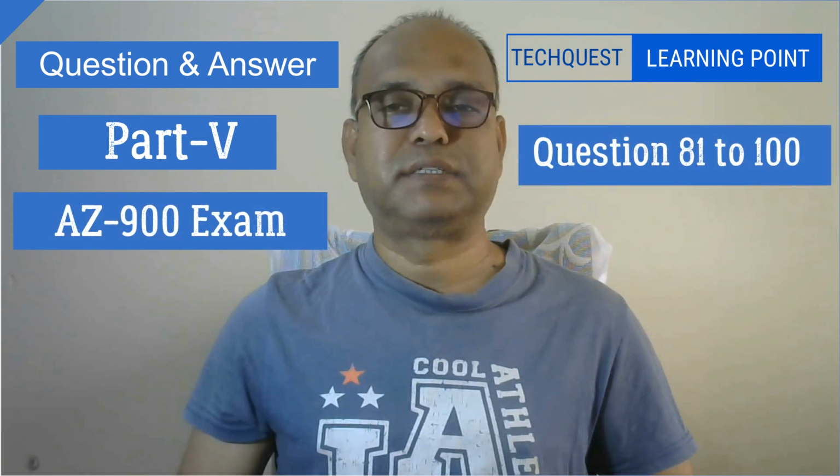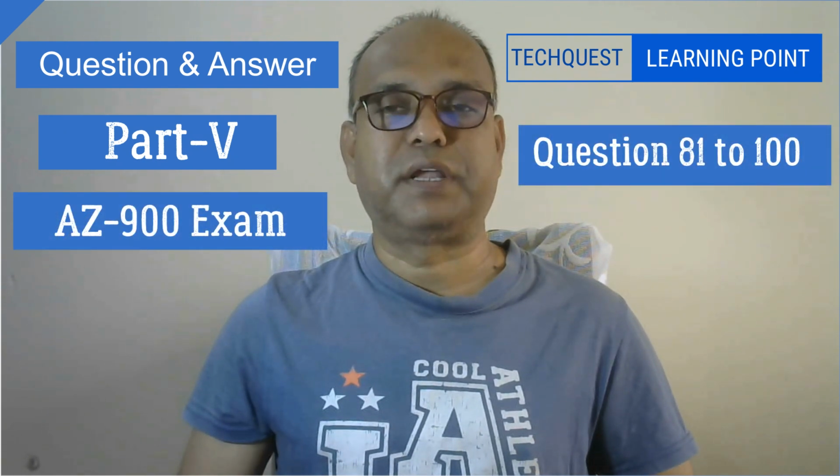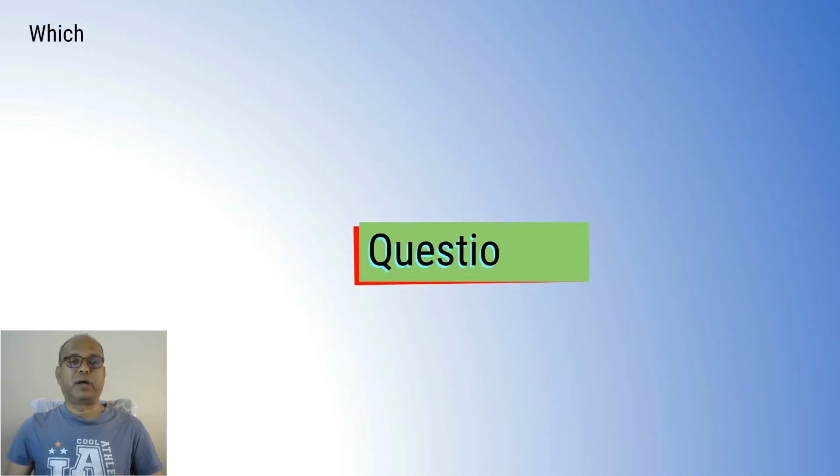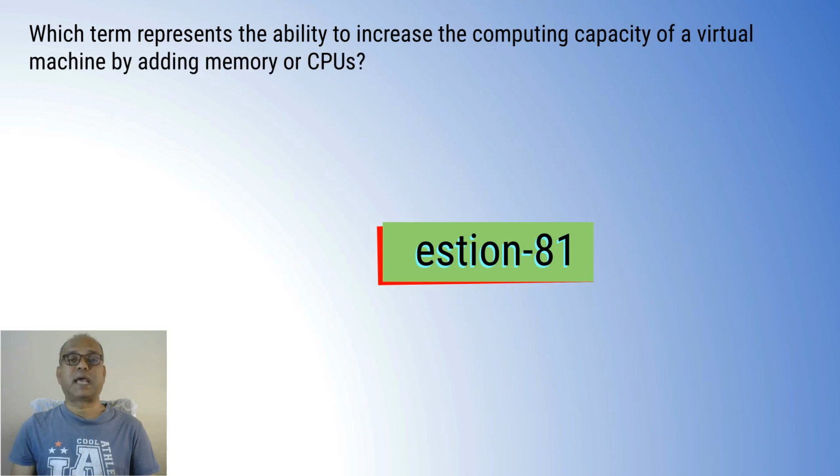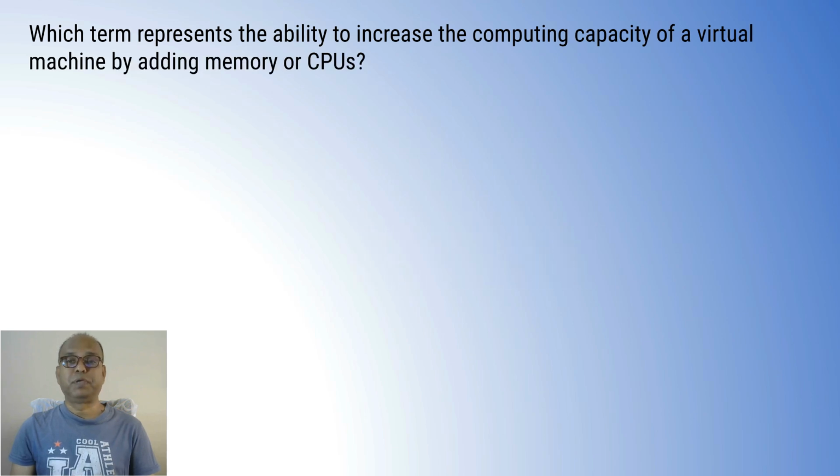Today I am going to discuss the question answers for the exam AZ-900. Let's start. Question number 81. Which term represents the ability to increase the computing capacity of a virtual machine by adding memory or CPUs?